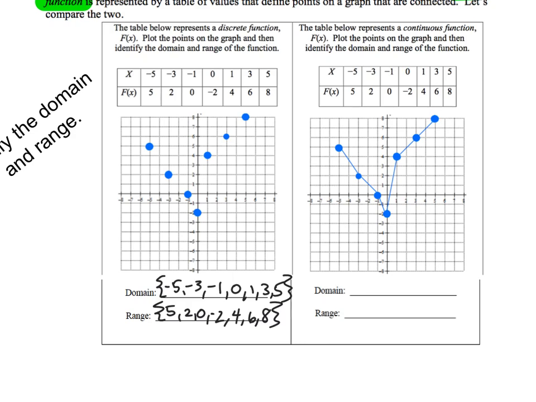So I would write my lowest one, and it's a square bracket because -5 is included, from -5 to +5, also included. So that's the set of all points between -5 and +5. My range are the set of all y values, and that's going to be from my lowest y value, which is -2, and it includes that, up to my highest y value at 8, again, includes that.